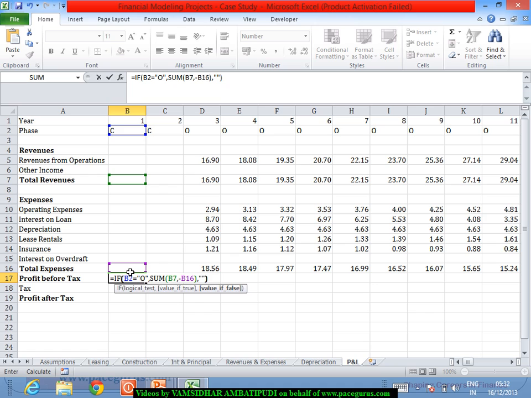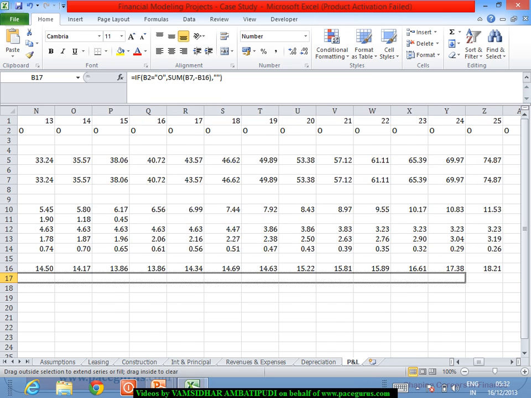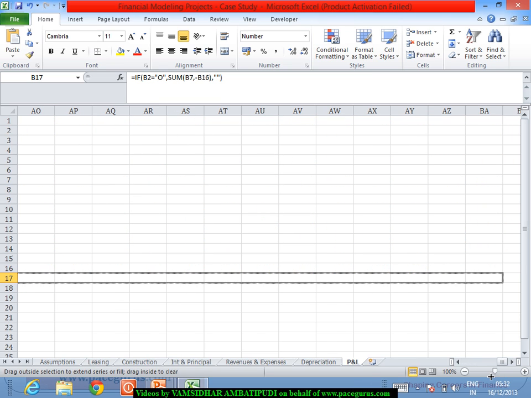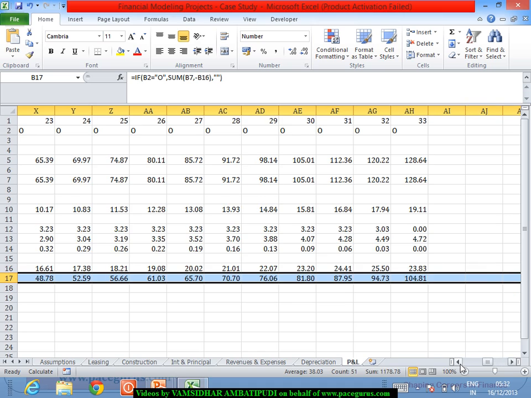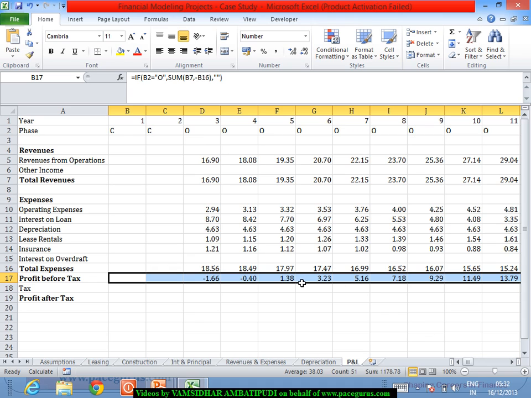Otherwise, I'll leave it as blank. So the profit before tax is working out to be these numbers. And right now I don't have the information regarding the tax also. The next one, we'll try to work out the tax element. But these are the profit before tax elements.